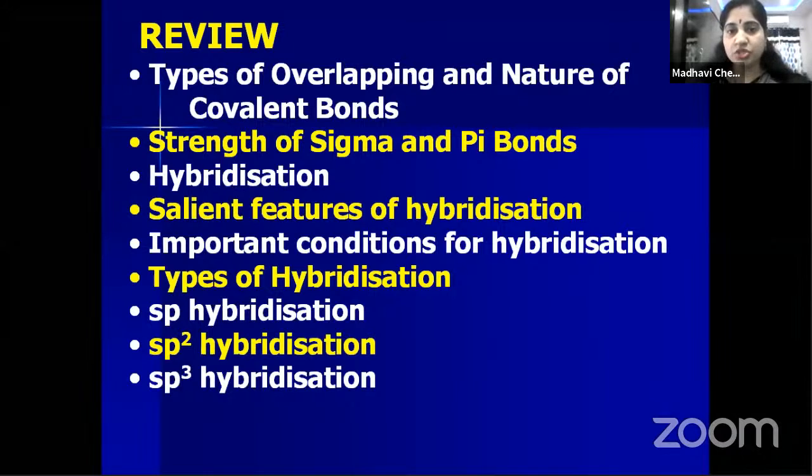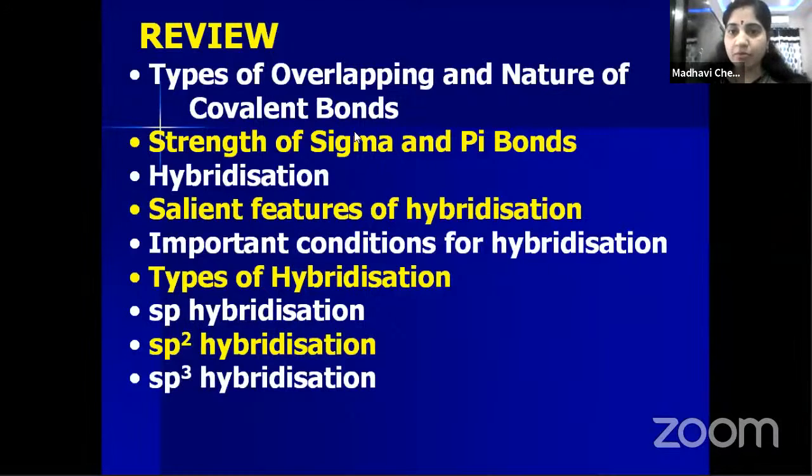So which atomic orbitals form a sigma bond? S orbital with s orbital, s orbital with pz orbital, pz orbital with pz orbital. When they overlap, they give a sigma bond. How do they overlap? They overlap head-on. That bond is called a sigma bond.